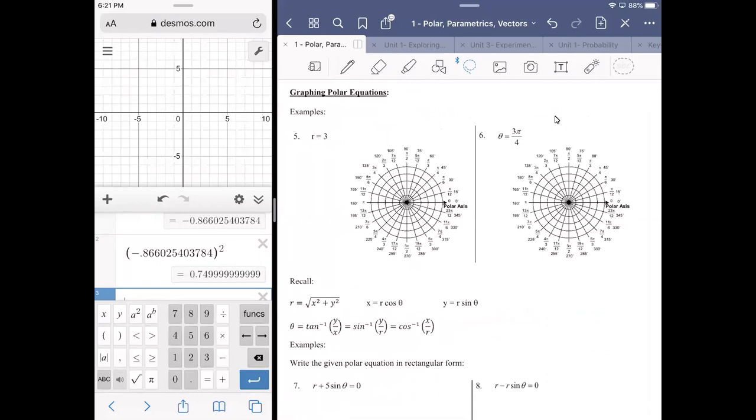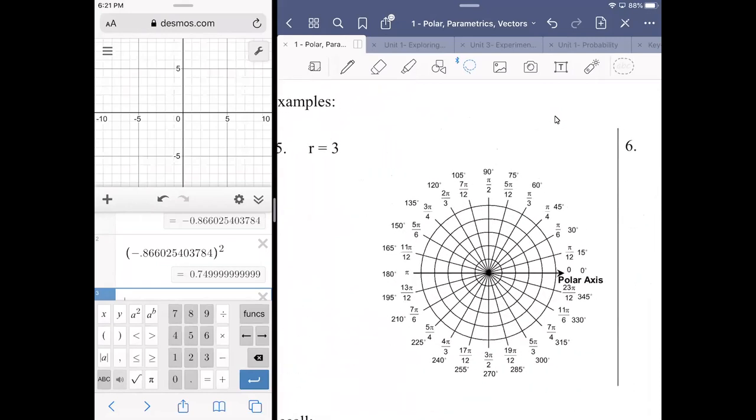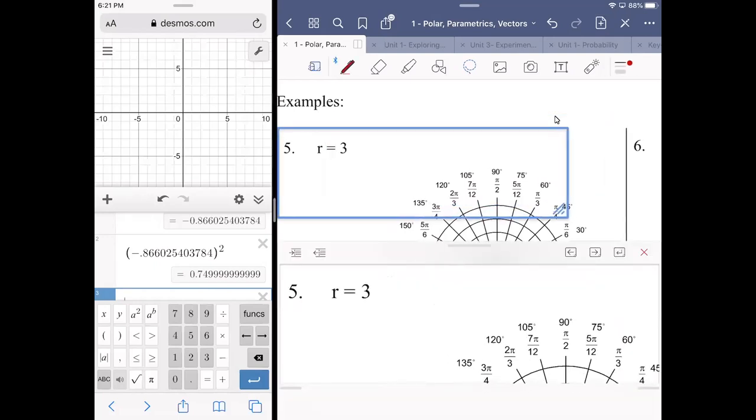So we get into graphing polar equations, which is, not point by point, function by function, equation by equation. Some of them are simple. Numbers 5 and 6 are simple polar equations because they're constant equations, right? So R is equal to something that's not dependent on another variable. So R is equal to just a 3. What that means is R is equal to 3 regardless of theta.